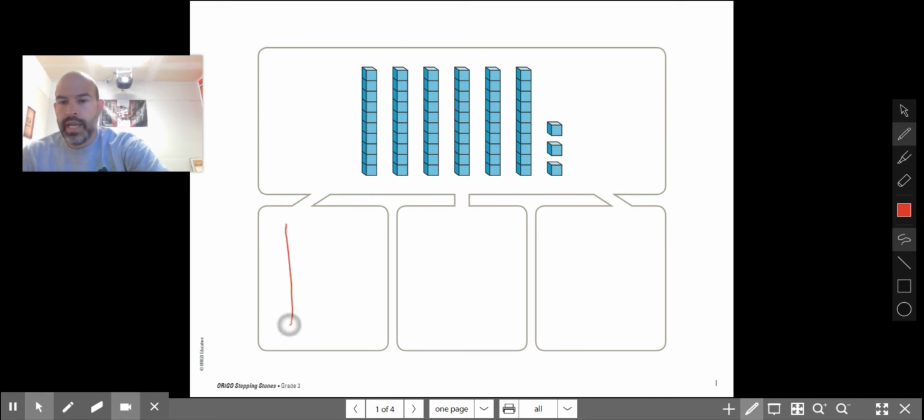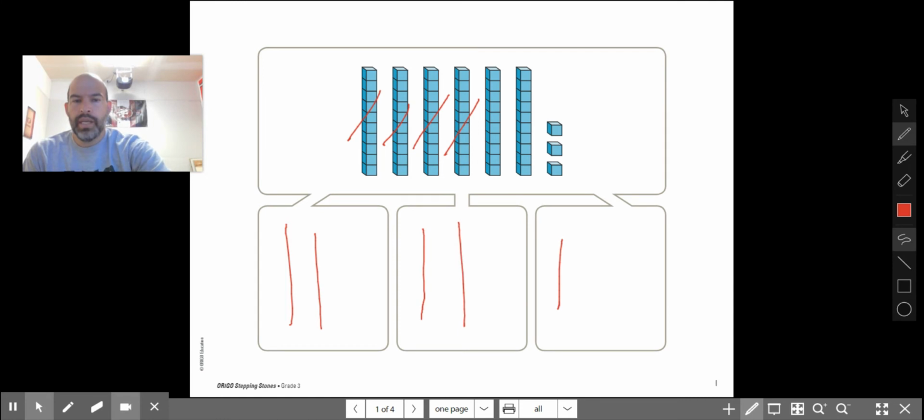If I put a 10 here, I can cross out a 10. Put a 10 here, cross out a 10. Put a 10 here, cross out a 10. Put another 10 here, cross out a 10. Another 10 here, cross out a 10, and the last 10 here.